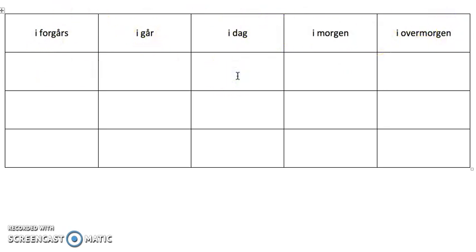Alright, so this is probably the easier one because this is what you would often use in a conversation. Now, what about when we talk about this morning and the morning that comes in the future and the morning that has already happened in past days? So this morning, today, is called i morges. Note the S here.